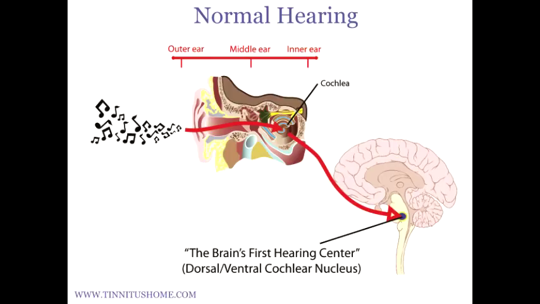If we only had the first hearing center of the brain, we could not hear. While the first hearing center of the brain is necessary for hearing, it is not sufficient for hearing. In order to hear, the activity from the first hearing center of the brain has to spread to the rest of the brain hearing centers, as is shown in this diagram.